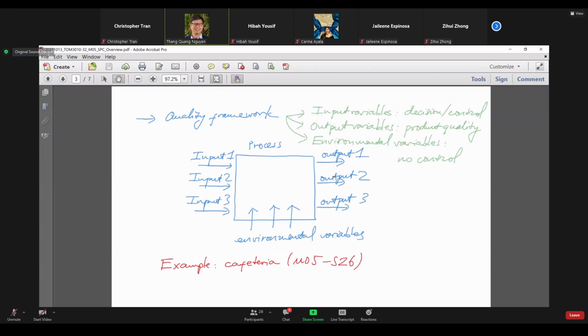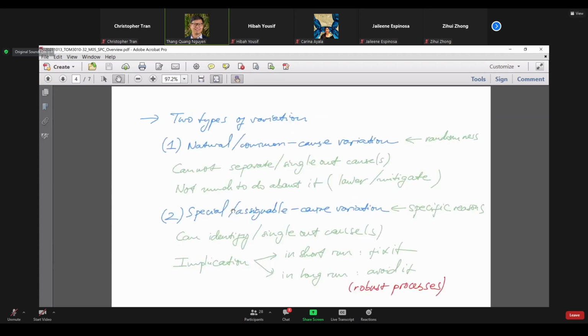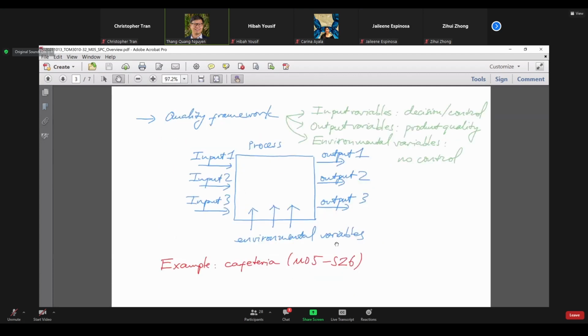The output variables are the ones that reflect or will lead to customer satisfaction, right? What the customer cares about when they buy our products and services, goods and services. And environmental variables are the variables that will impact the relationship of input and output, right? And environmental variables are not under our control. All right, we can mitigate them, but it doesn't mean that we can get rid of them or change them, right? We can only mitigate the impact of the environmental variables.